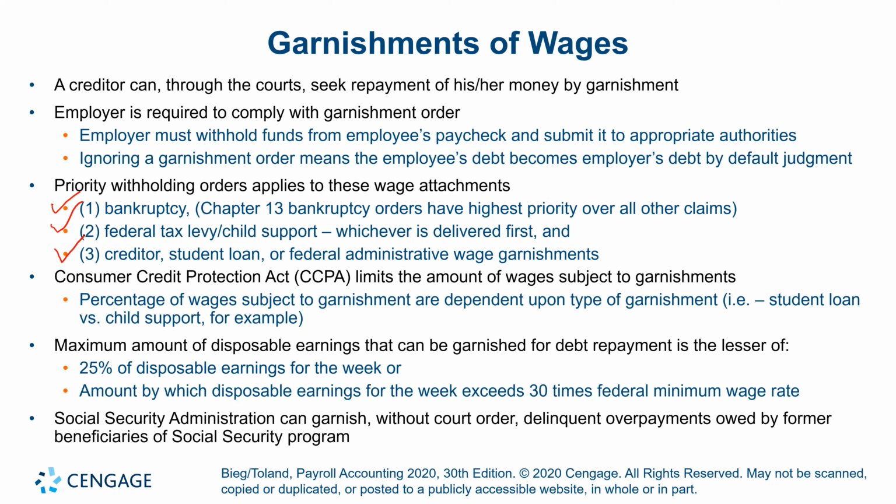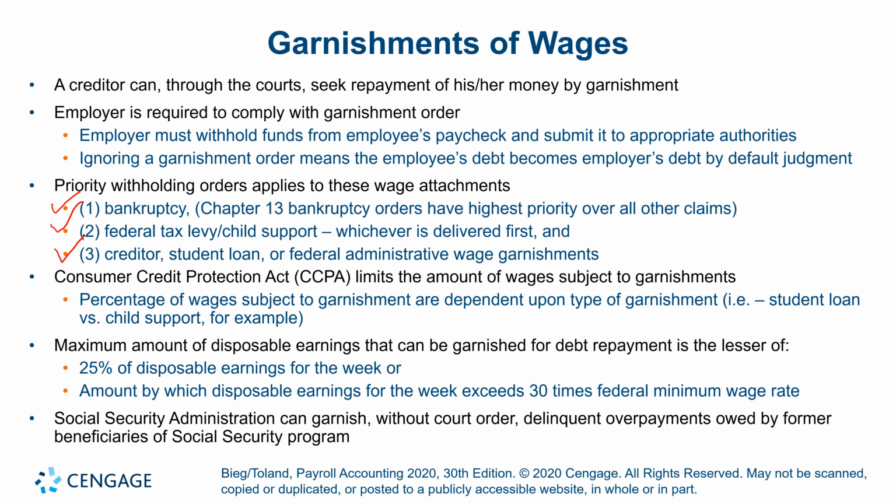The percentage of wages subject to garnishment depends on the type of garnishment, for example, student loan debt or child support debt. The maximum amount of disposable earnings that can be garnished for debt repayment is the lesser of 25% of disposable earnings for the week, or the amount by which disposable earnings for the week exceed 30 times the federal minimum wage rate. The Social Security Administration can garnish, without a court order, delinquent overpayments owed by former beneficiaries of Social Security programs.